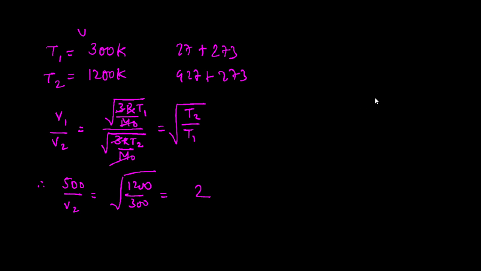Okay, so it should be T1 by T2, not T2 by T1. Oh, sorry. Excuse me. Yeah, I'm so sorry. I took the inverse ratio. Yeah, agreed. T1 by T2, that's right. So this is equal to 300 by 1200. So that is 1 upon 2. Okay, this is equal to 1 upon 2.